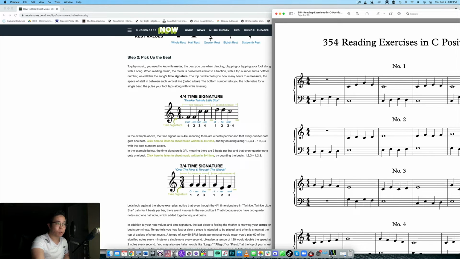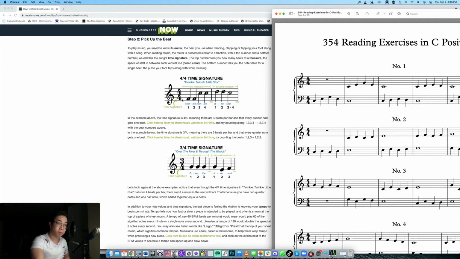And then the bottom number will tell us the value of each of those beats, like the type of note, quarter, half, whole, whatever, what type of note gets each of those beats. So if it's a 4 on the bottom, that actually tells us that a quarter note gets 1 beat. And so each of these 4 beats is worth a quarter note. So that's why you see there's 4 quarter notes in the bar.